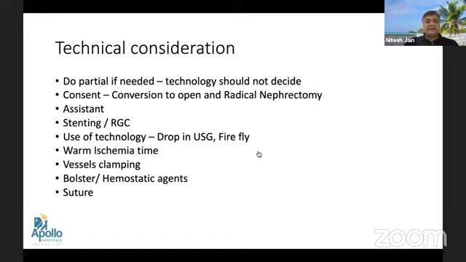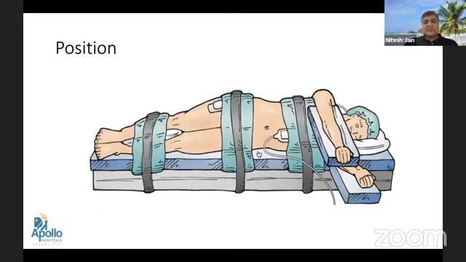Suture, again, usually for the inner layer I use the 2-0 Stratafix running suture, and for the outer layer a 2-0 V-Loc suture. Renorrhaphy again is done in 2 layers. Coming to the position of the patient, patients are positioned in the standard flank position, which we usually use for a nephrectomy or partial nephrectomy, laparoscopic or robotic.